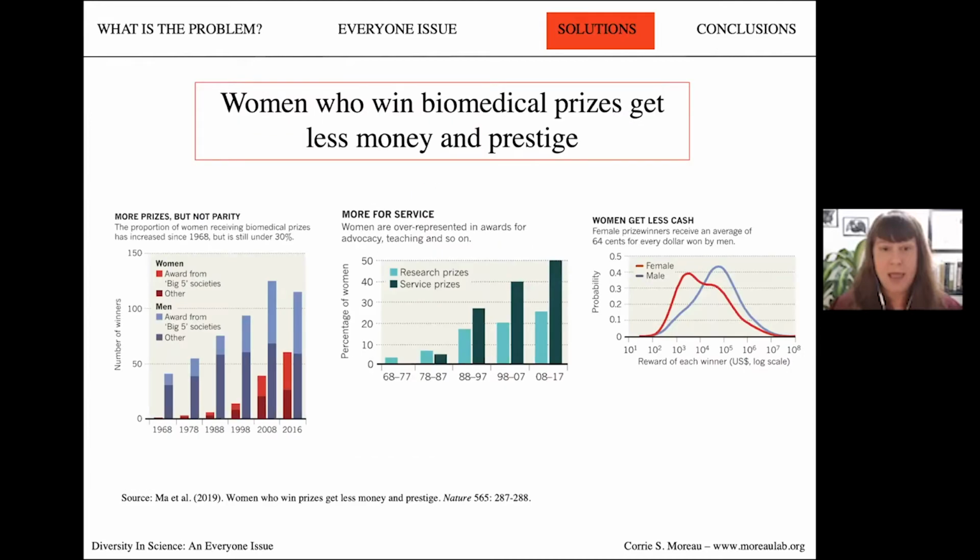Now, we also know that there's an issue for women winning prizes. In this case, it's biomedical prizes. And what we see in that first graph on the left is that women are receiving fewer awards, especially from their big scientific societies. When they do receive awards, and that's the graph in the middle, women are more likely to receive awards for service instead of research. And even when they do receive these awards, women are less likely to receive large amounts of prize money compared to their male counterparts.